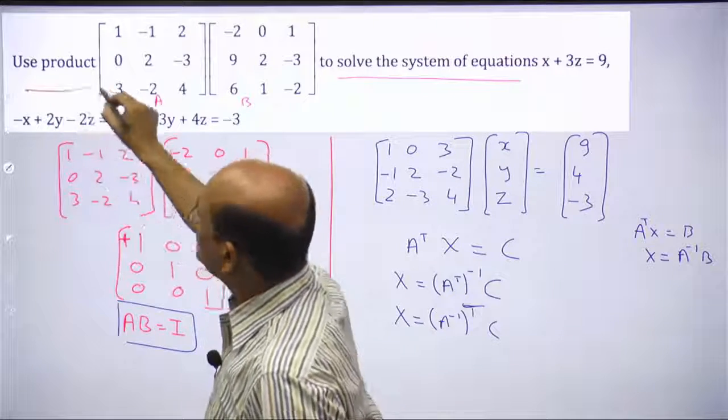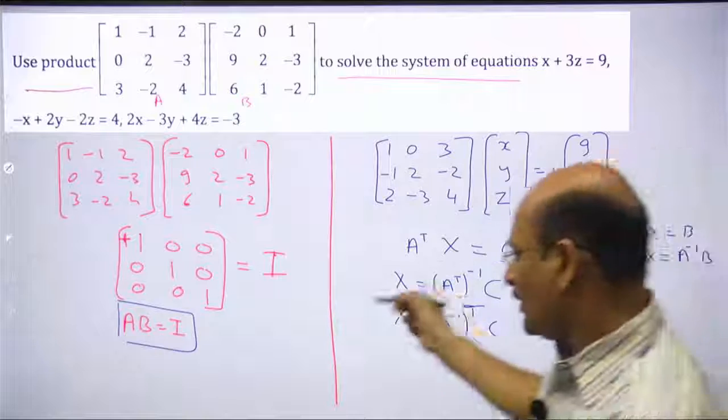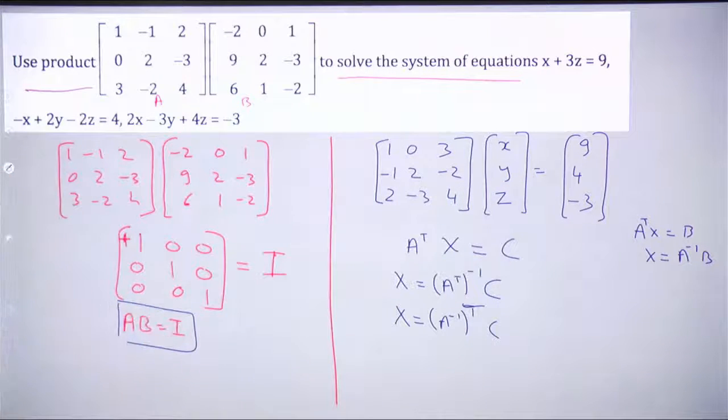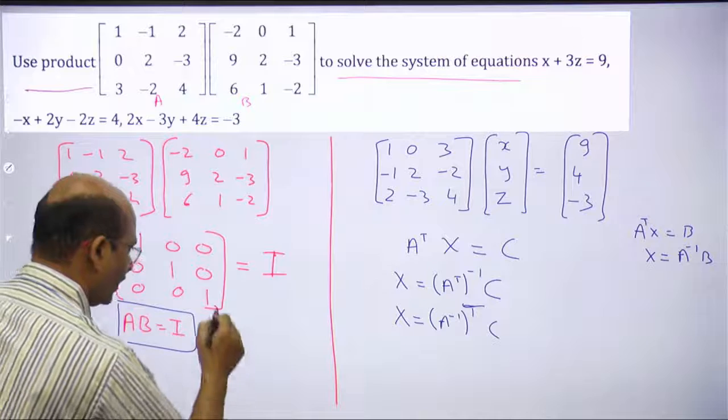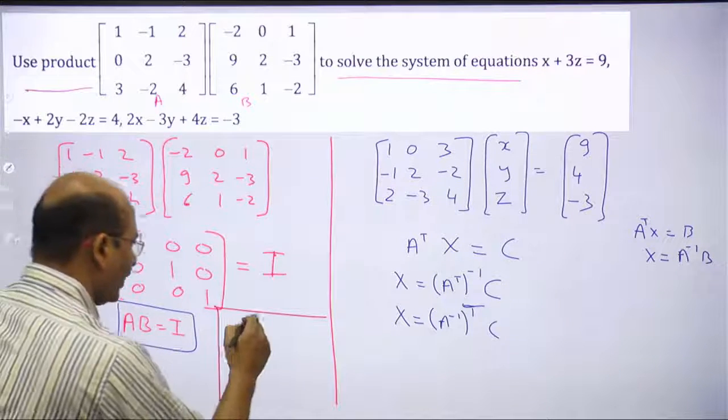They are telling use the product to solve this part. Now that's a big challenge. So what is the product here? AB is equal to I. Now I am going to work here. Okay, pay attention now. I am working here now. Now I got AB is equal to I.